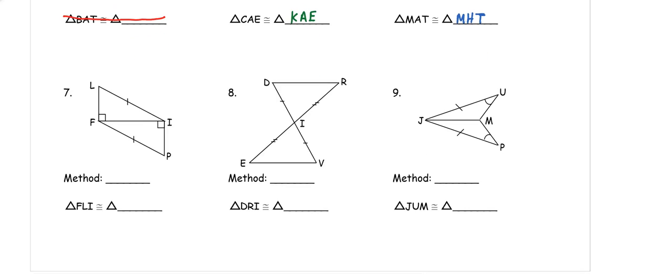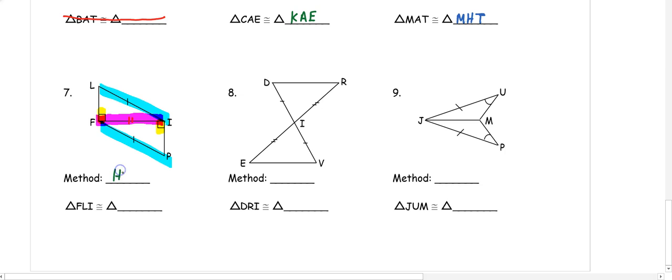Number 7. So in number 7, we have two right angles that are congruent. We have two sides that are congruent. And we also have a second set of sides that are congruent because of the reflexive properties. So now I have two sides and an angle. The angle is not included. Remember, I can't use a side side angle. I can't have an angle that's not included. So my other option is HL, and because it's right angles, we can use the method HL.